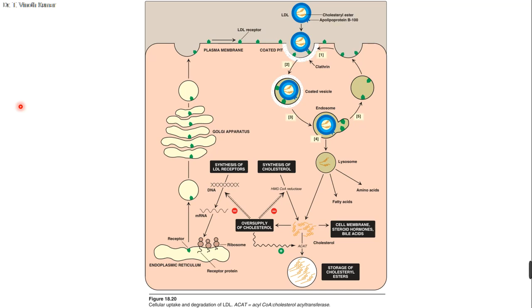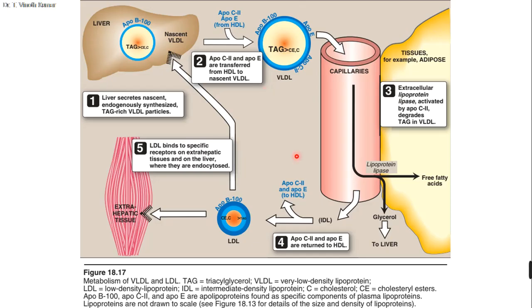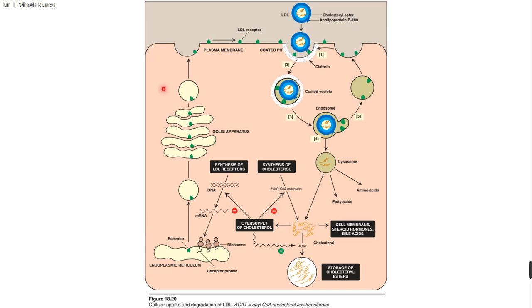And next, coming to LDL synthesis and LDL uptake. This LDL is taken back. You can see here, this is LDL, and this pathway shows how it is endocytosed in liver cells and extrahepatic tissues. Maybe this is the explanation for that. So we have two components, LDL and ACAT, acyl CoA cholesterol acyltransferase. These two are very important.